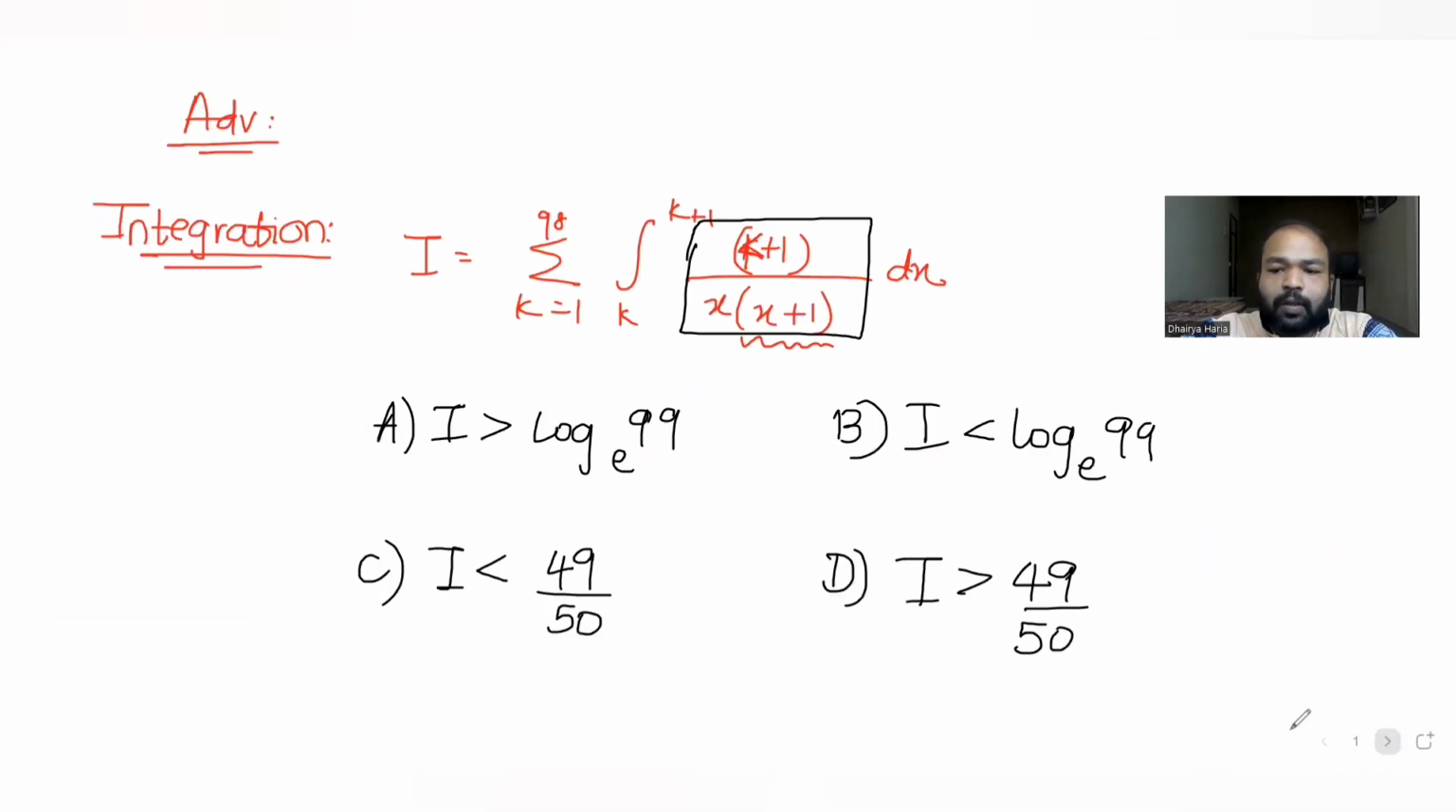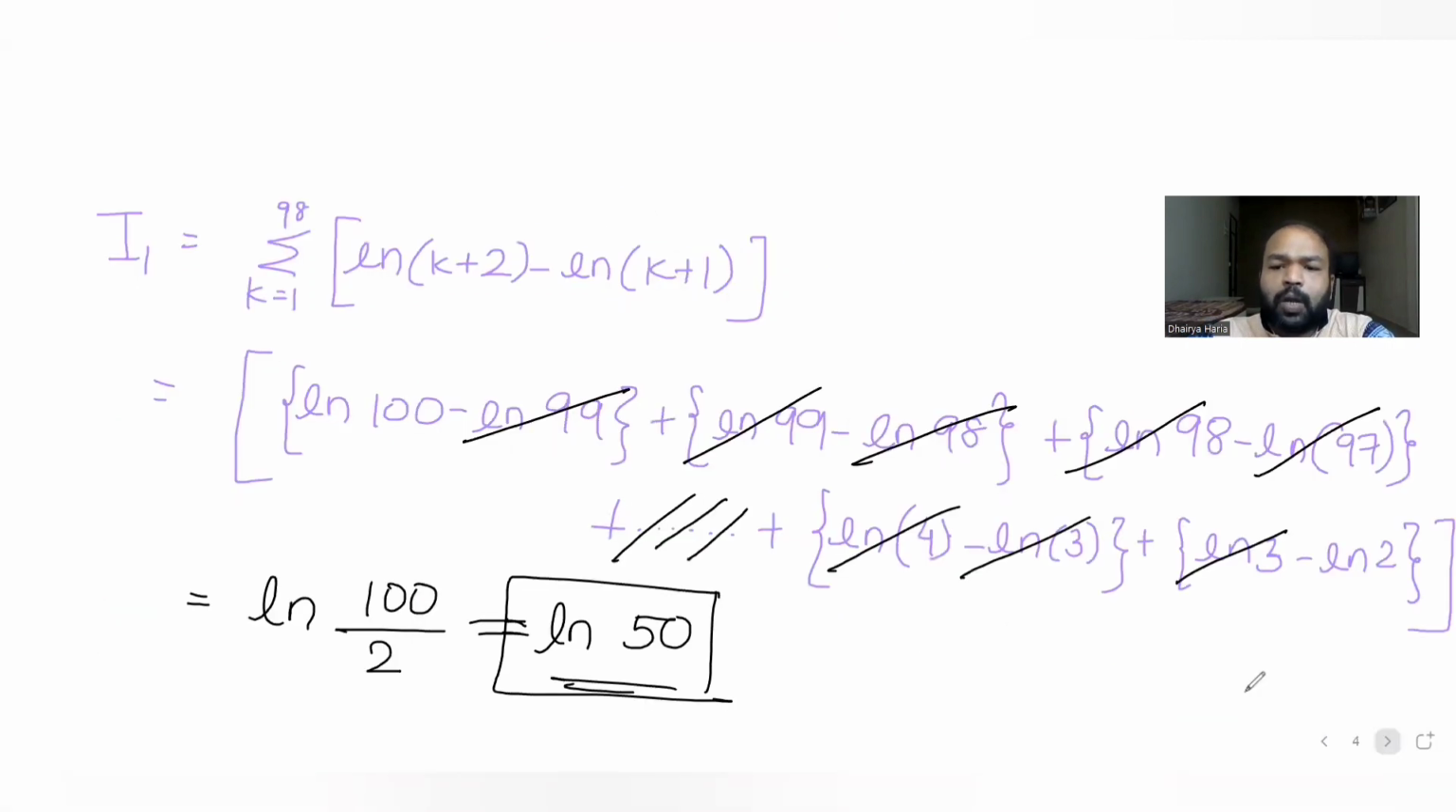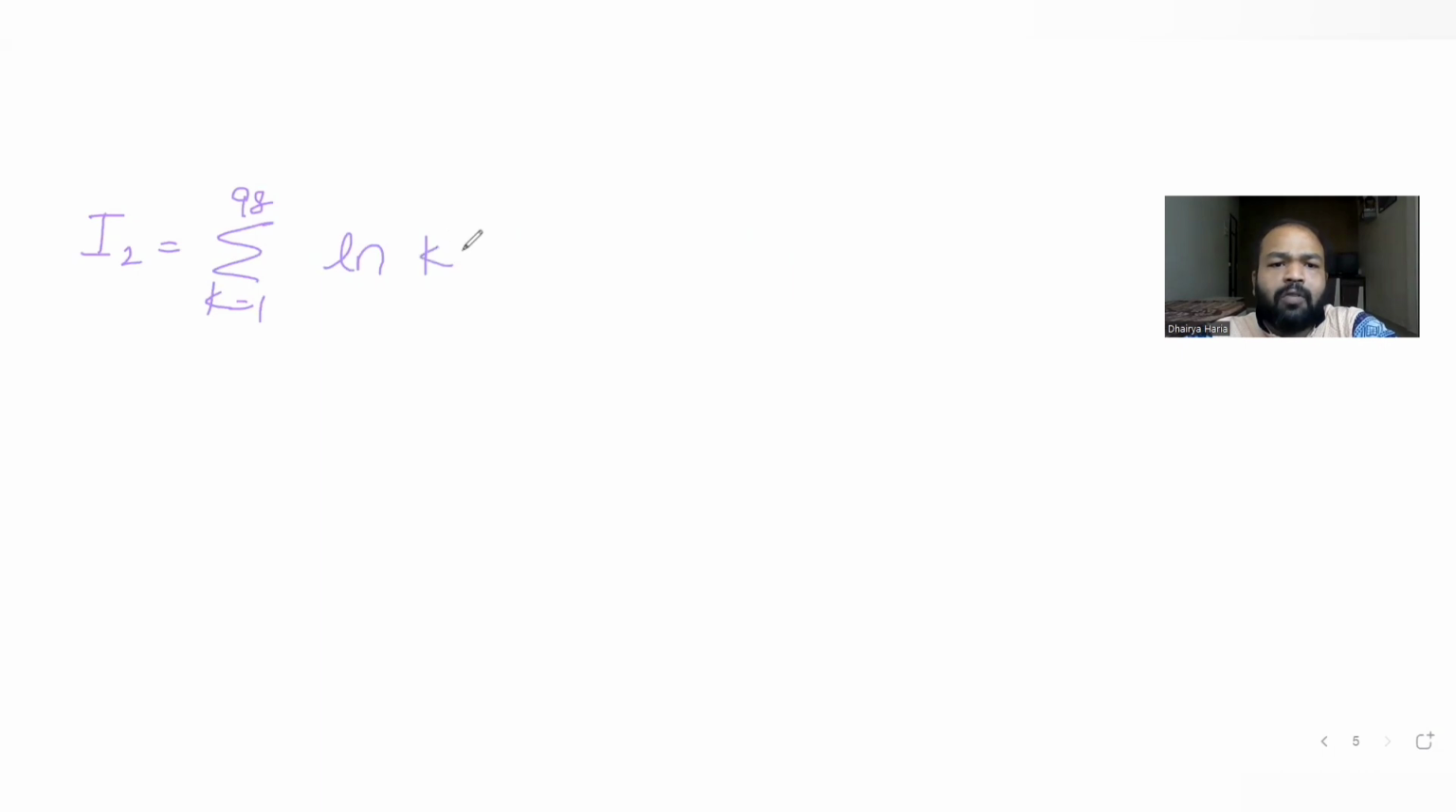So if I solve for I2, it is given to me summation of k equal to 1 to 98, log of x. So if I put upper limit, it becomes k plus 1 and the lower limit k. So it becomes log of k plus 1.